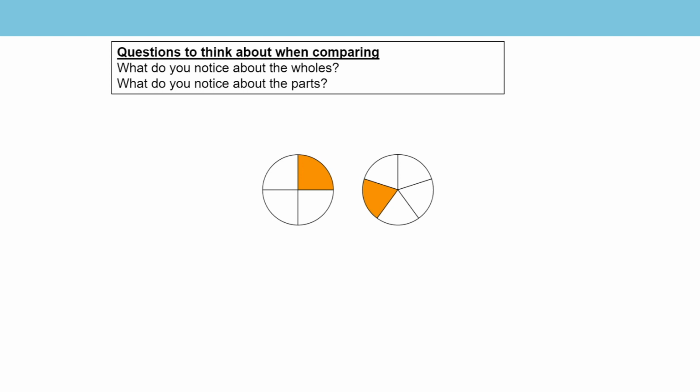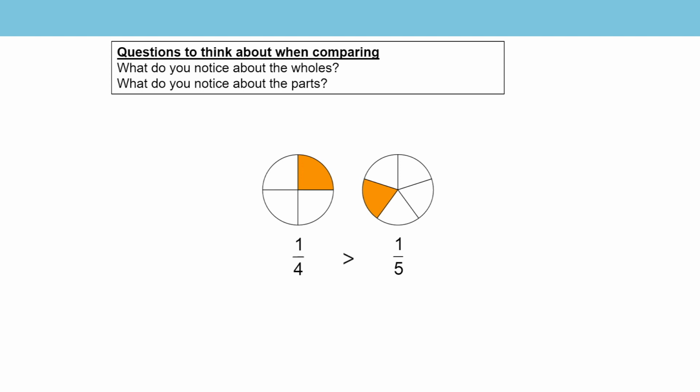Again, let's check. Did you write down 1/4 for the first area model? The whole is divided into 4 equal parts and one part is shaded. Did you write down 1/5 for the second area model? The whole is divided into 5 equal parts and one part is shaded. I wonder how you positioned your inequality symbol. Did it look like this? Well done if you did. 1/4 is greater than 1/5.